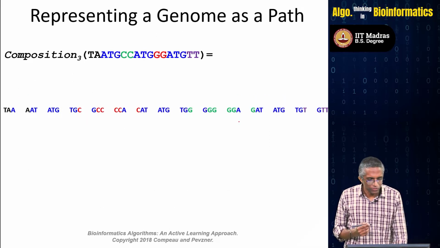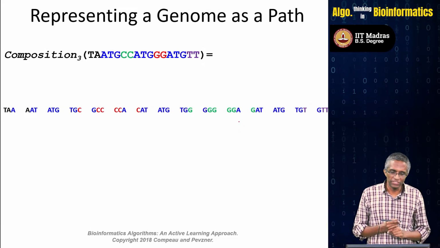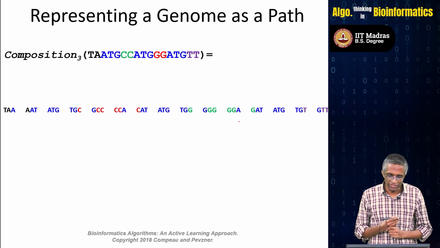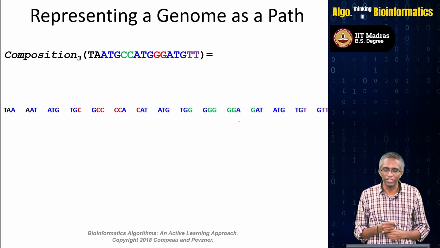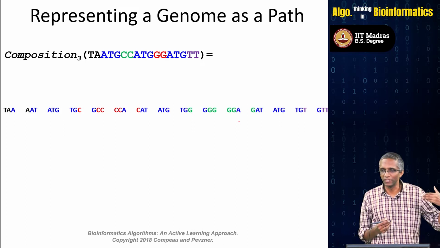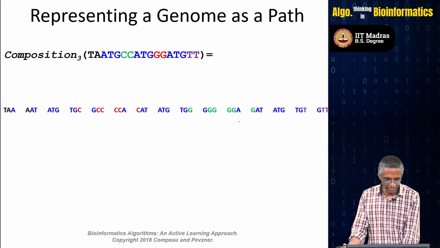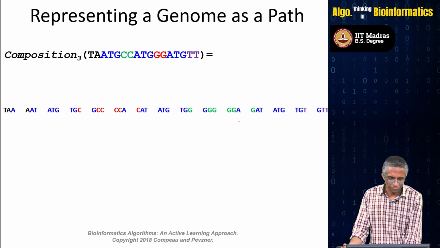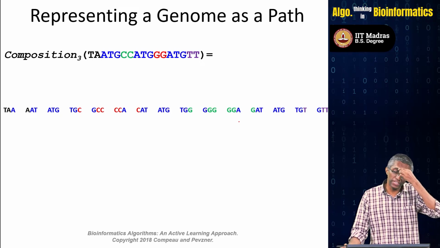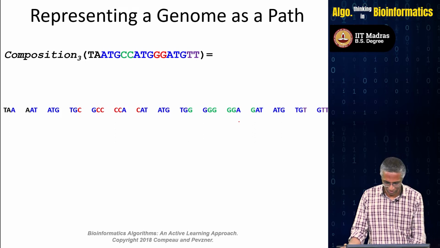Okay. So how do we represent a genome as a path in a graph? That is what we are trying to understand here, and then we will be using some graph algorithm to find the path along this genome graph, and then basically get the genome out. So we construct a graph out of these K-mer compositions.